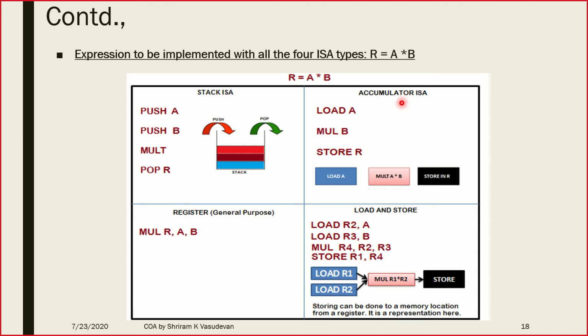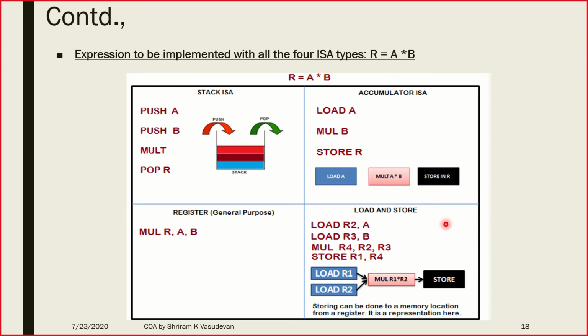Now accumulator based ISA: load A, the content is loaded into A, another content is into B already. So when you use mul B, it will automatically multiply the content with A and the result will be stored appropriately in R using the next instruction. That's it. It's very simple.